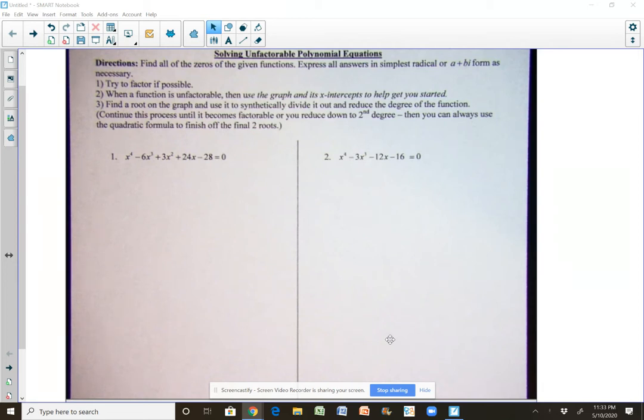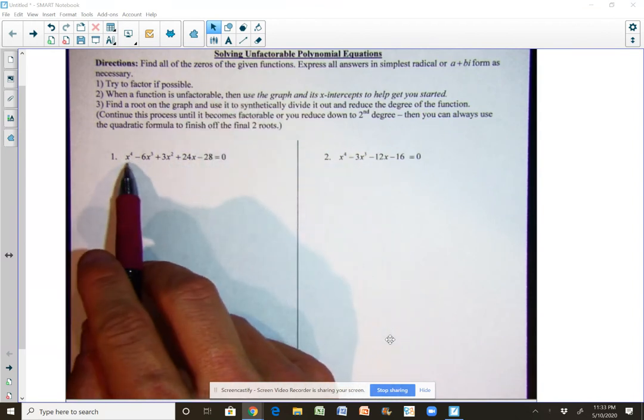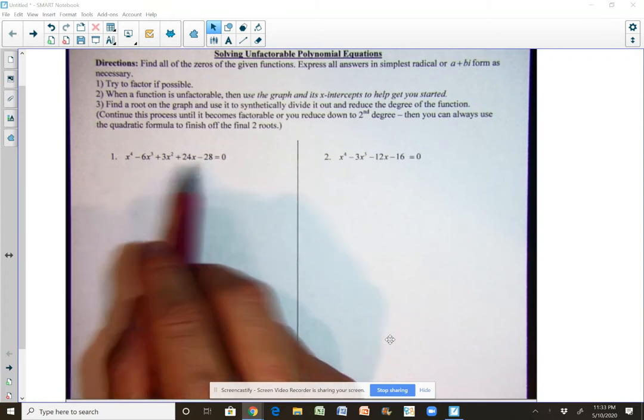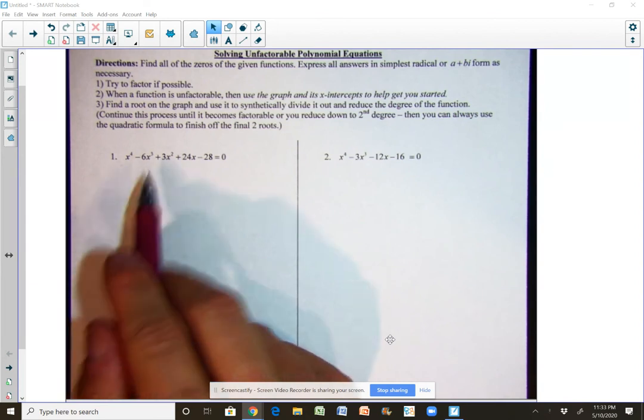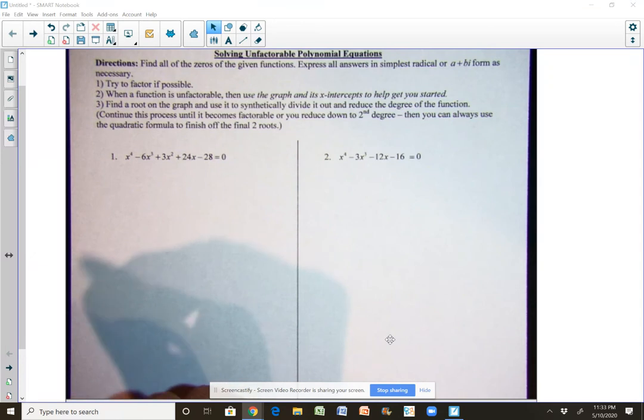So, if you look at this first function from the worksheet posted, there are not four terms in it, so factoring by grouping isn't really going to work. Can't pair the terms off. There's no GCF. It's obviously not a trinomial or a difference of two squares. So there's really no factoring method that you have at your disposal to work that out.